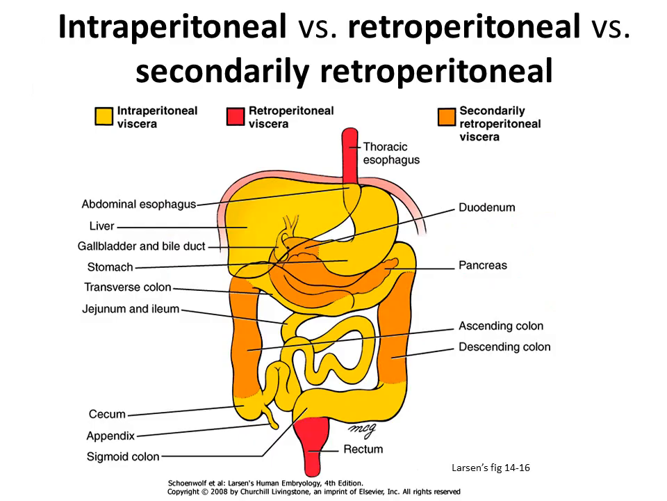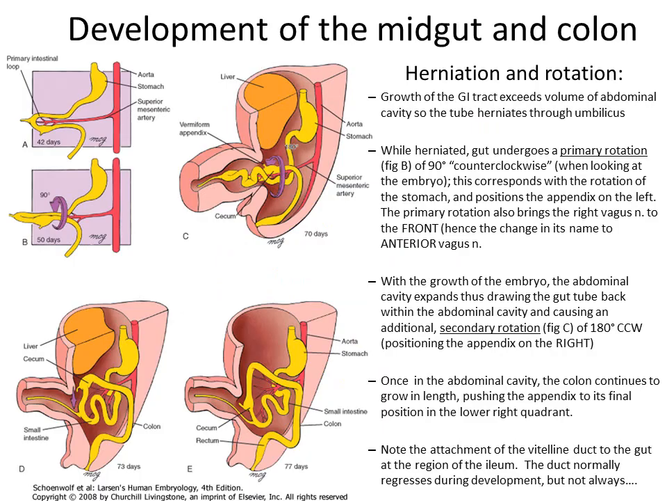Intraperitoneal versus retroperitoneal and secondary retroperitoneal. We can see intraperitoneal viscera in yellow. Retroperitoneal is the red, and the orange is secondary retroperitoneal viscera.